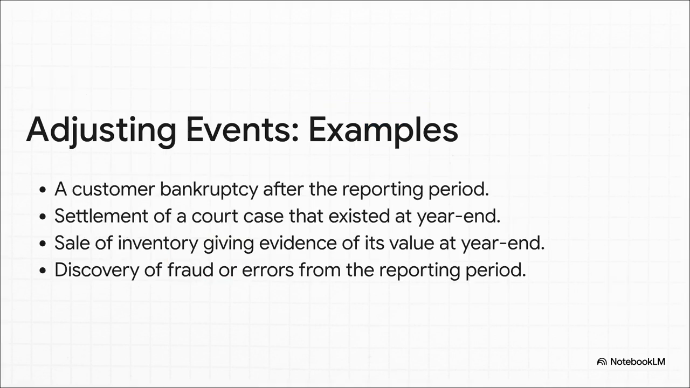Okay, let's look at some real-world examples. Say a huge customer goes bankrupt in February. Well, they were probably in deep trouble back in December, right? So the condition existed. You have to adjust your books. Or a court case that's been dragging on for ages finally settles. That settlement just tells you the true cost of a liability you already had. See the pattern here? In every case, the underlying issue, the shaky customer, the lawsuit, was already a thing at year-end.